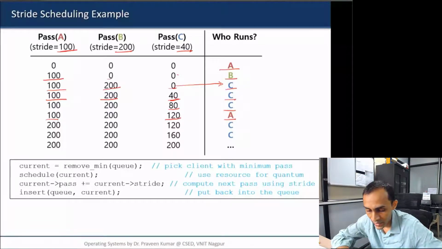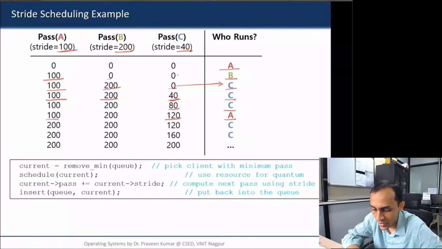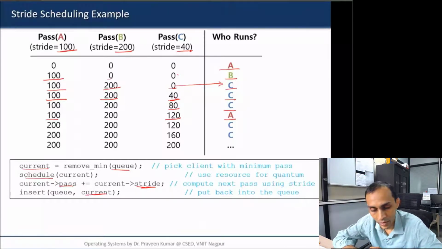And the implementation is also easy enough. You have to maintain a main queue. You can use a heap or something like this. To decide which one has the lowest pass value, you just remove from that queue and get the current process that has to be scheduled, schedule that one, increment the pass value of that current process by its stride, and then insert that current process into the queue again. So you can make a min heap or something like that.